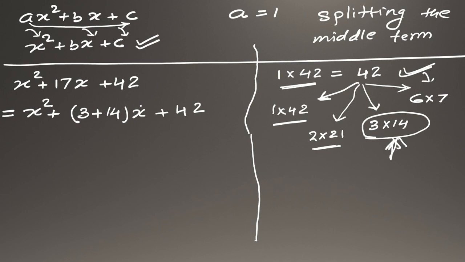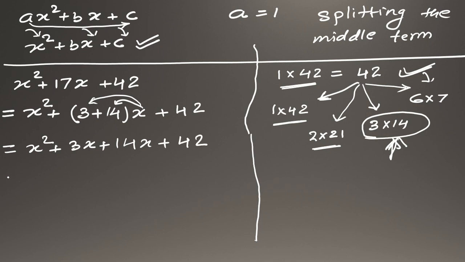Now apply the distributive property for x. I am sure you remember this. If you forgot, then please see that video. x square plus 3x plus 14x plus 42. Okay. Now you see the first two terms. Can we have something common in the first two terms? Yes, we can take x common. Common means divide by x.